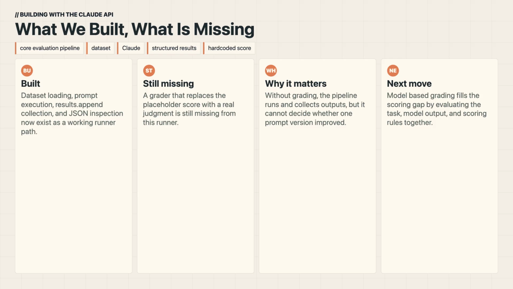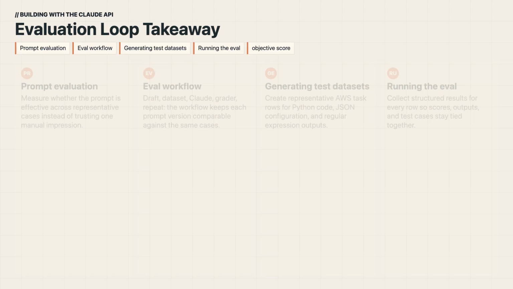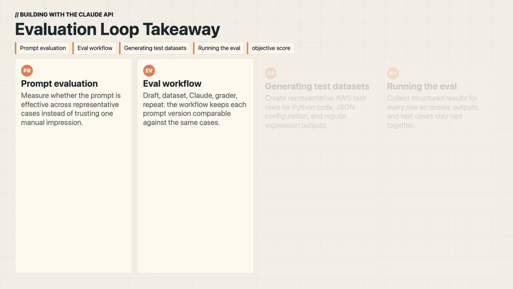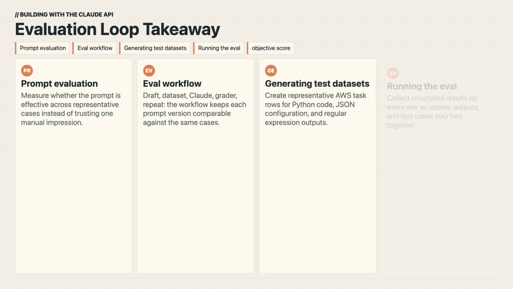That limitation is a feature of the lesson design. The runner is complete enough to execute, and incomplete enough to make the next concept necessary. Here is the whole loop in one view. Prompt evaluation gives you a measurable reason to improve a prompt. The eval workflow explains the sequence: draft, dataset, Claude, grader, repeat.